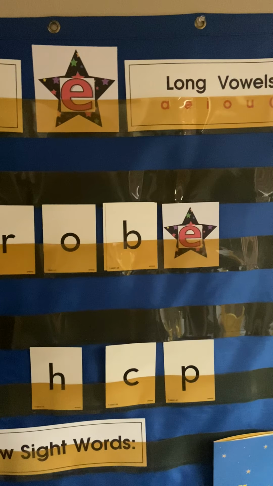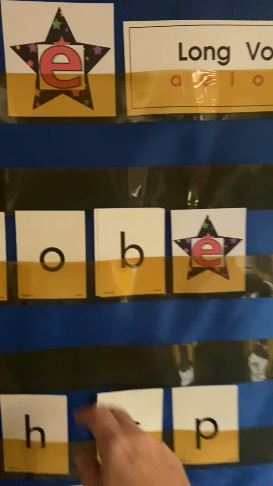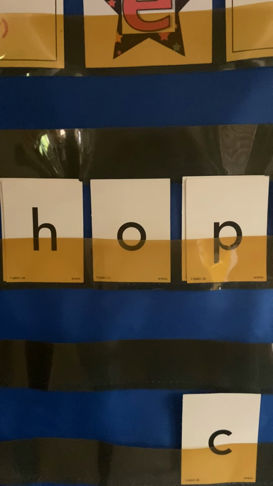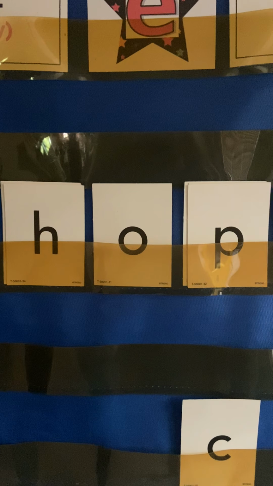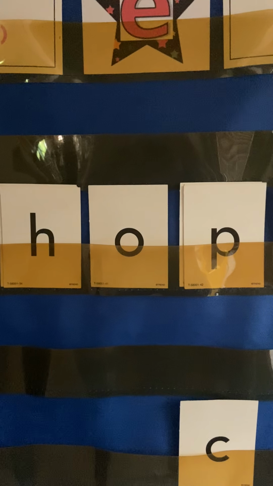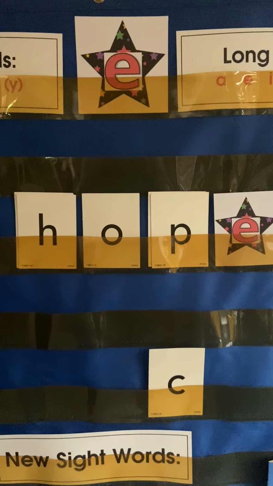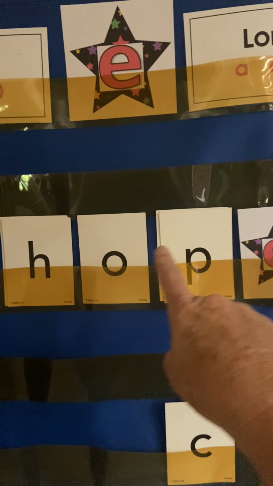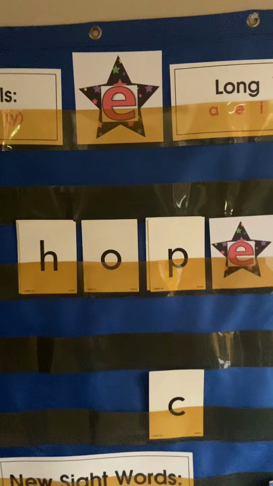Let's just try one more. We'll go a little bit faster today. Let's change the first sound to an H. So huh. We'll leave the O there. O. P. You guys know what that is. Hop. What if we put a silent E on the end? Now we just change the word hop to hope, with a silent E.